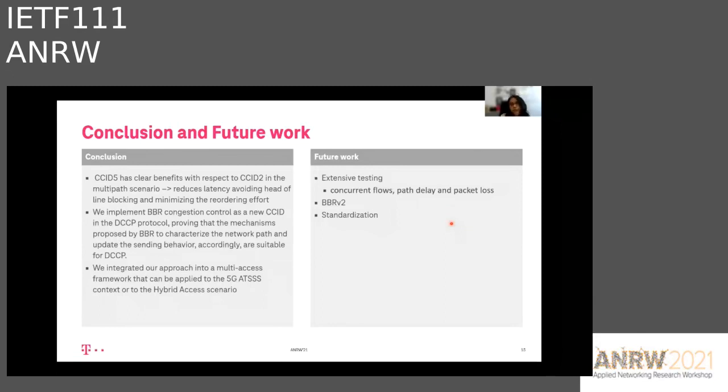As future work, we intend to make more extensive testing of the algorithm, adding some other variables and constraints like concurrent flows to evaluate fairness, path delay, and packet loss. We also want to implement the BBR version 2 of the algorithm. And we also want to standardize the implementation of BBR for DCCP as a new CCID profile under IETF.